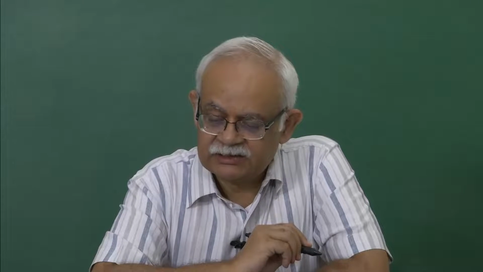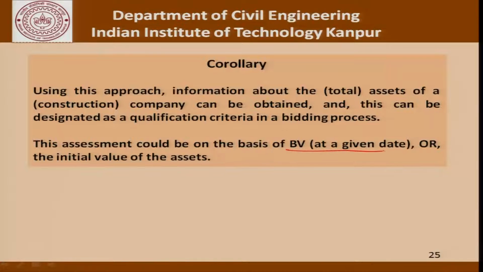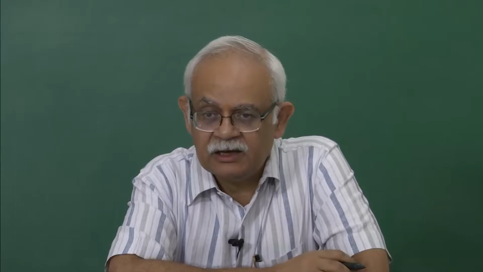Of course, in this case the assessment can be based on the book value at a given date or the initial value of the assets. So, what we will have essentially is that for a given company we will have a list of equipment ranging from 1 to n. There will be an initial value of all these equipments, there will be a book value of all these equipments which will be different depending upon how old they are and so on. And if we sum this, we will have the total equipment base of that company based on initial value. We can also have the total equipment base based on book value, and sometimes it can be argued that a company with a higher equipment base is more financially sound, it is more technically capable and so on.